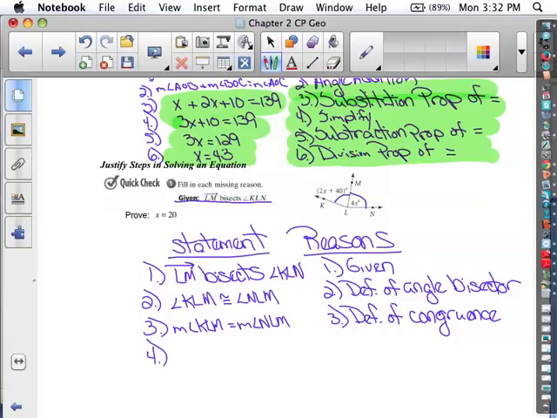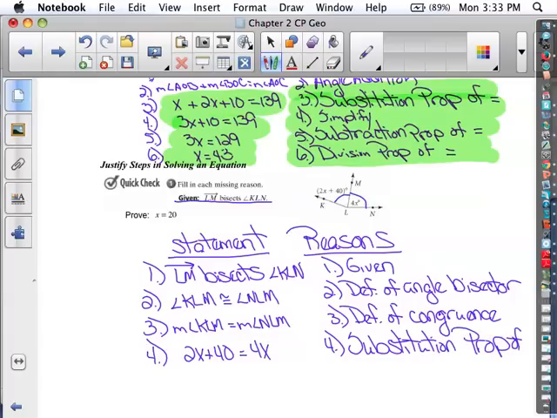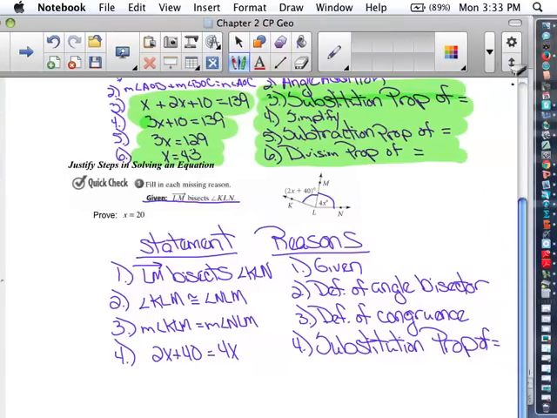Now, we can go back to the picture and look at the measure of angle KLM. That is 2x plus 40, and that is equal to the measure of angle NLM, which is 4x. And again, by the substitution property of equality. And we're just going to put a little equal sign there to abbreviate. Now we're to the algebra part. We're at a place, hopefully, that looks very familiar. And let's see if I can move this down.